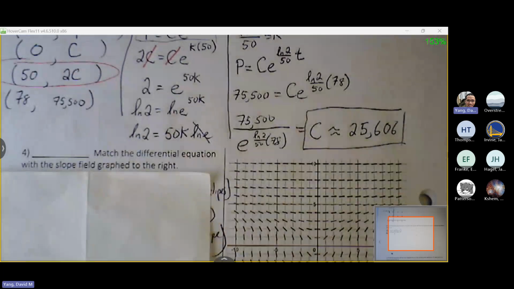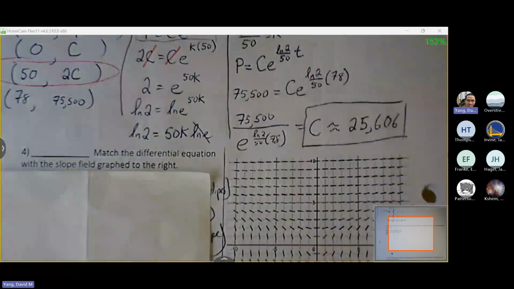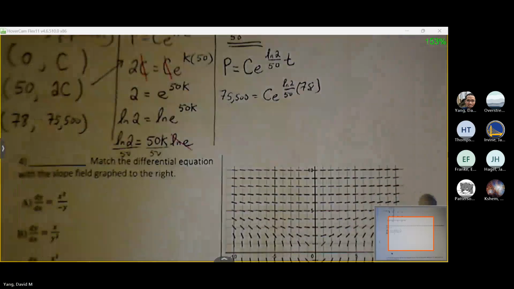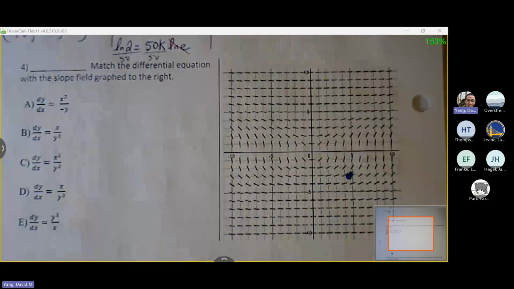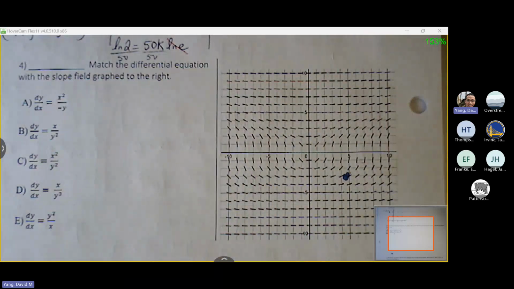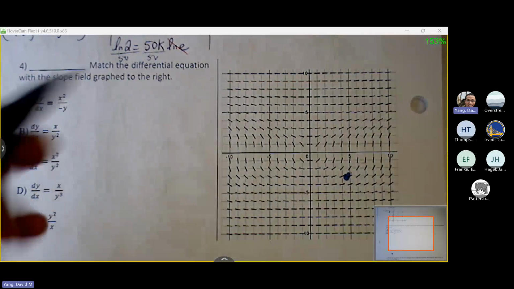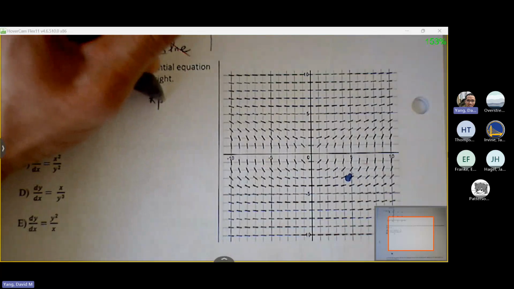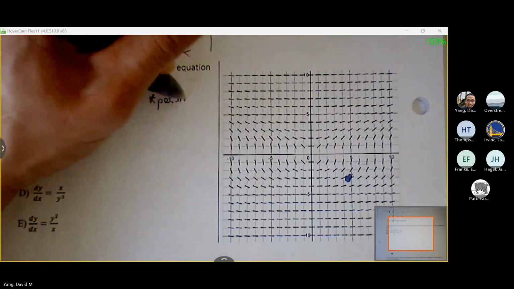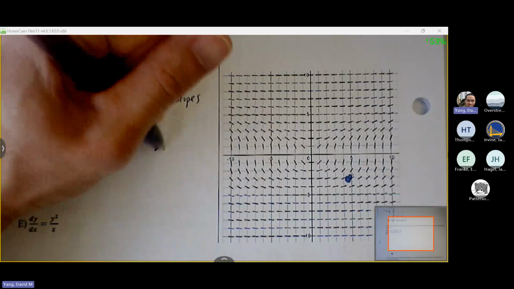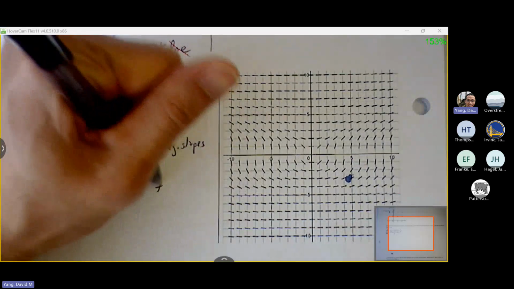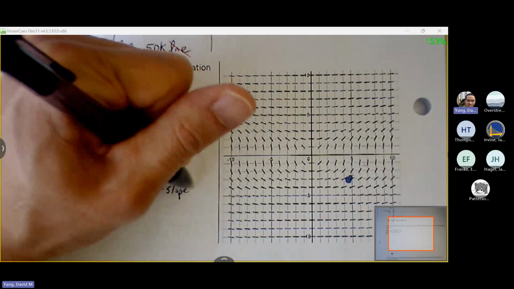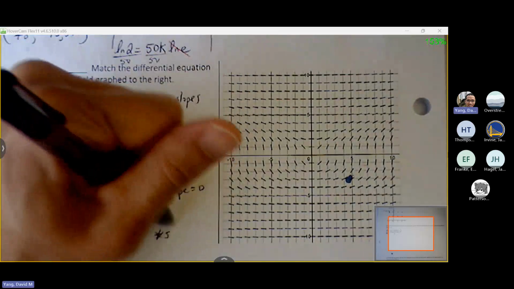All right, number 4, match the differential equation with the slope field to the right. So I like to look for 4 things, just to gather information so that I don't have to plug in a bunch of information. So I like to look for positive slopes. I like to look for negative slopes. Where do I see a gathering of negative slopes? I like to look for slope zeros. And I like to look for slope undefined.